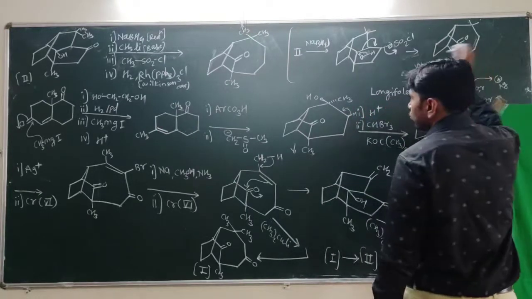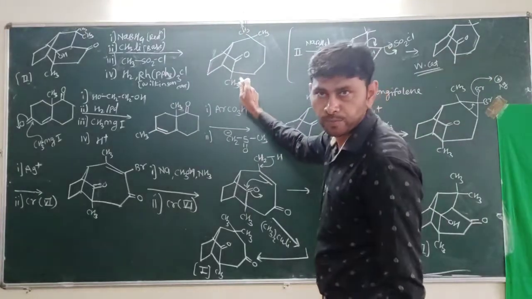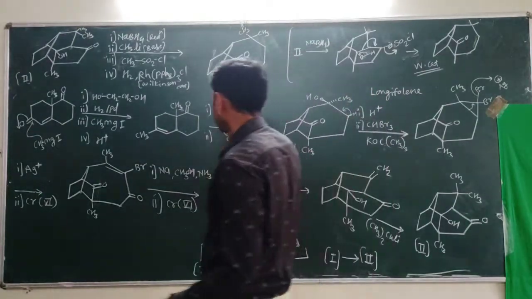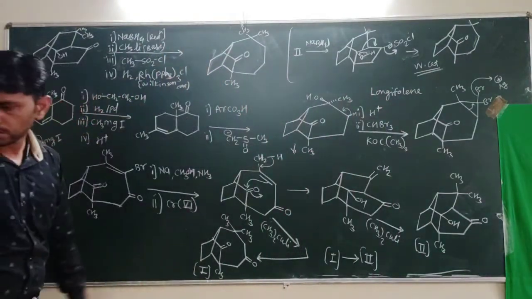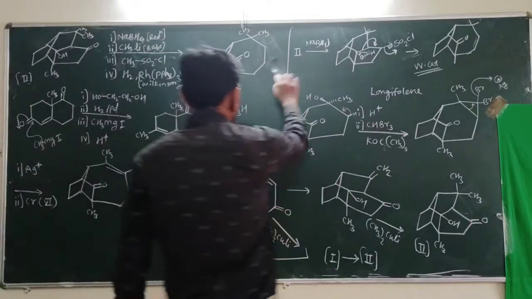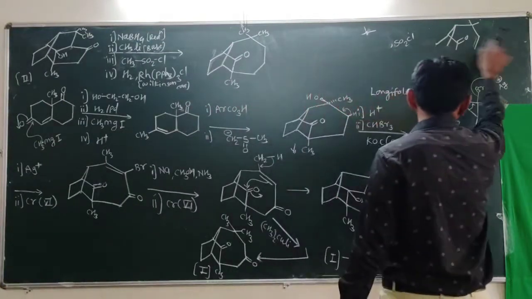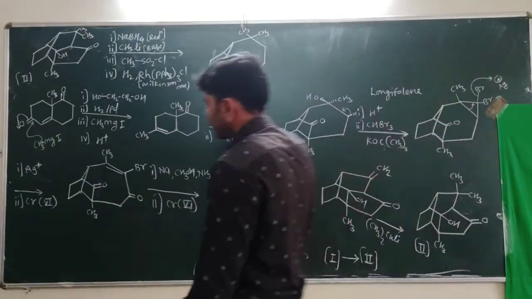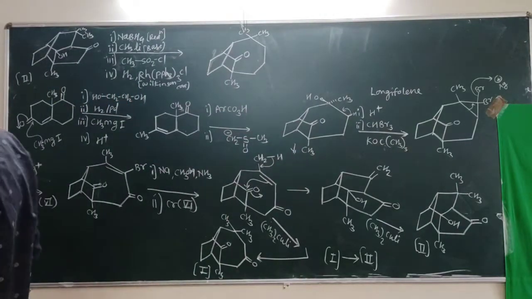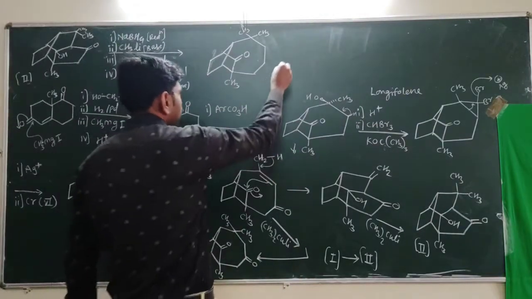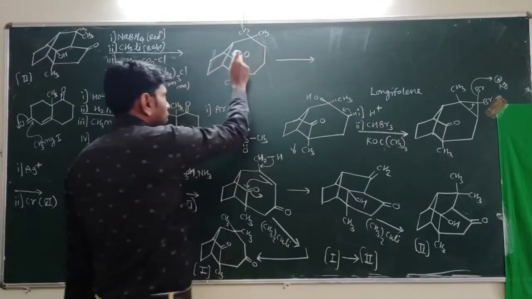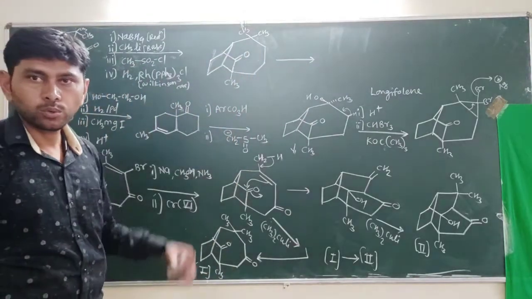So, this double bond removed, and we obtain this product after treatment with all these reagents. So now, what remaining in the structure of longipolline? How can we obtain the structure of longipolline? So longipolline structure can be obtained from this, just by removal of C double bond O to CH2.